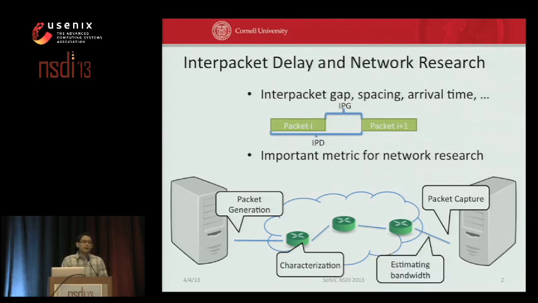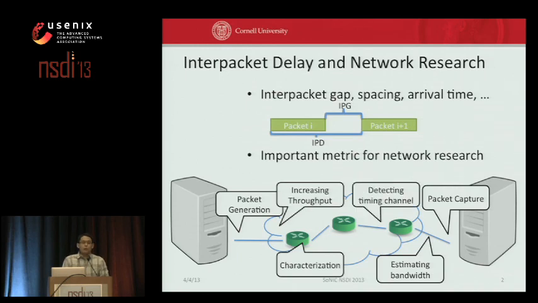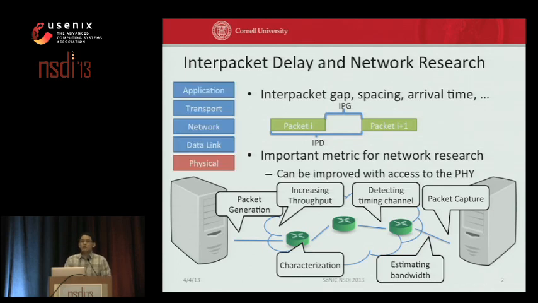Or you can even estimate the available bandwidth of a network, or you can increase the throughput of the TCP protocol by controlling interpacket gaps or interpacket delays, or we can create, detect, or prevent covert timing channels in the network. Here, we argue that we can improve all these network research applications with access to the physical layer.